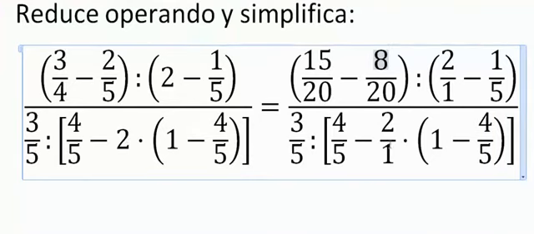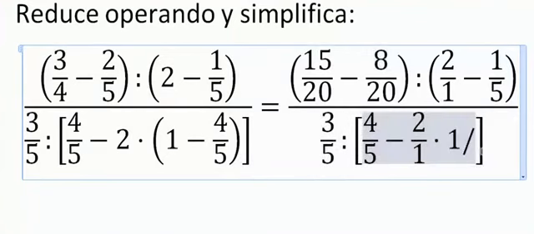Another easy thing we can do is put a 1 under the 2 because 2 is a whole number, which means it has a denominator of 1. This operation is also easy because it says 1 minus 4 over 5, which is 1 over 5 or 1/5. Then we can continue to simplifying.